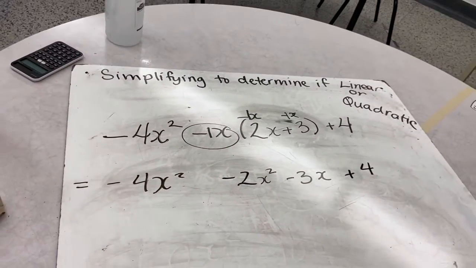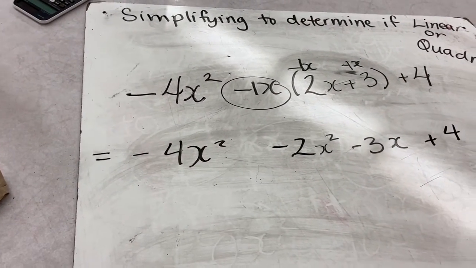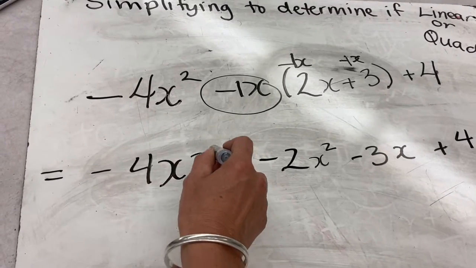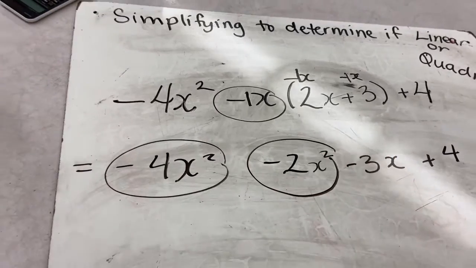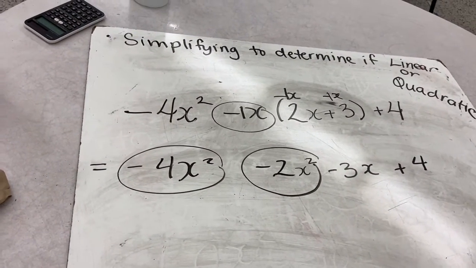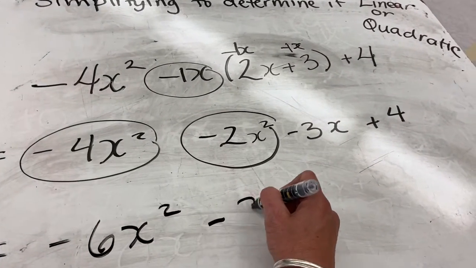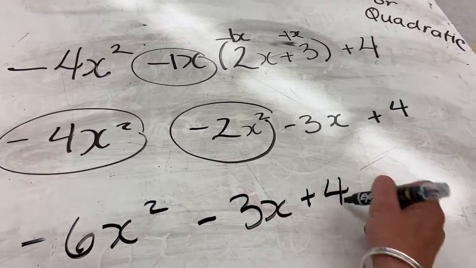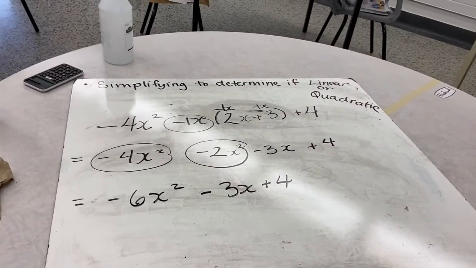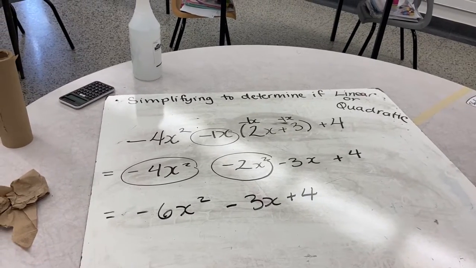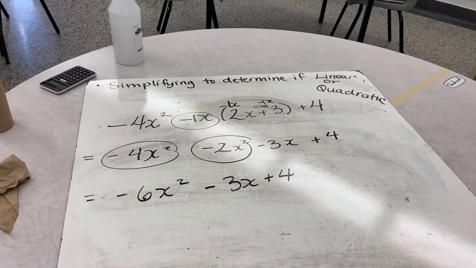So I'm going to look at what I have and try to simplify it. I've got minus 4x squared. I've got minus 2x squared. Those are the same. They both have x squareds. So minus 4x squared minus 2x squared gives me minus 6x squared. And then I have minus 3x and 4. Now, does this look like something that's linear? Does it look like a part that has a jumping number and an initial value? Or does it look a little bit more complicated than that? Let's check with Desmos and see what type of graph we get.